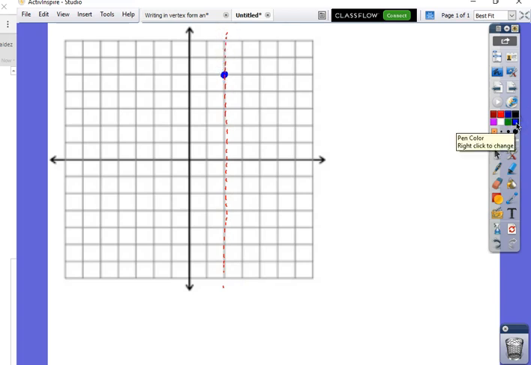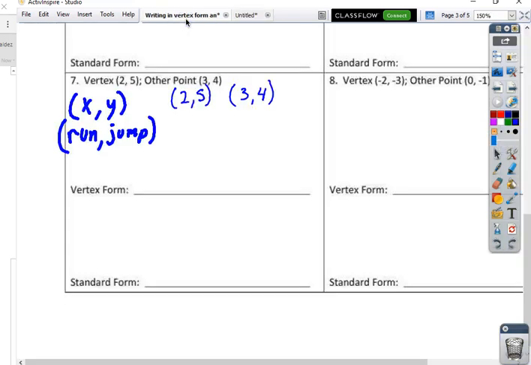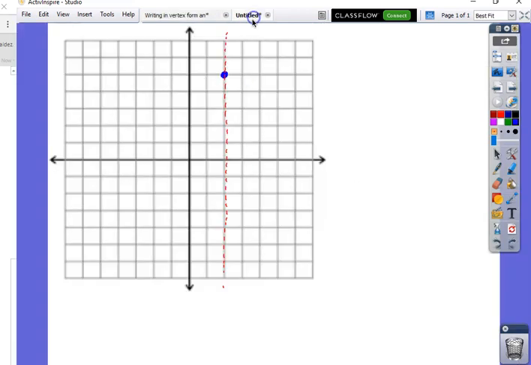So now, the other point was 3 and 4. So we're going to run 3 and jump 4. They're both positive. So when I graph it, I'm going to go to the positive side. So 1, positive 2, positive 3. And we're going to jump up 4, up positive 4. So 1, 2, 3, 4. So right about there, okay? Now that's my other point.